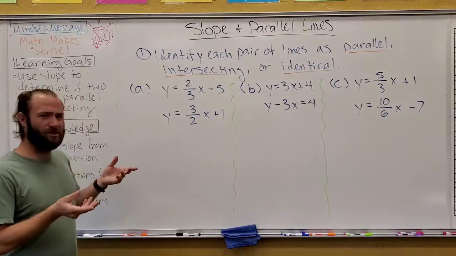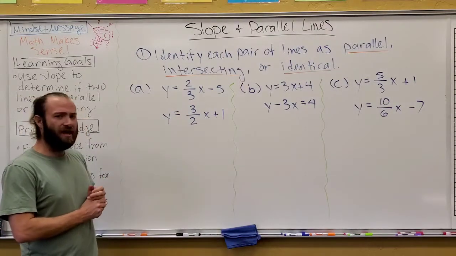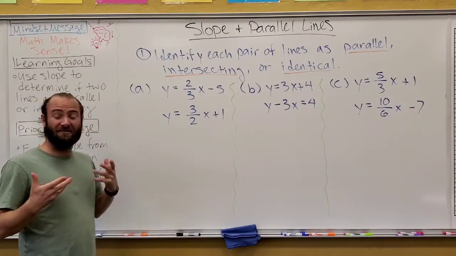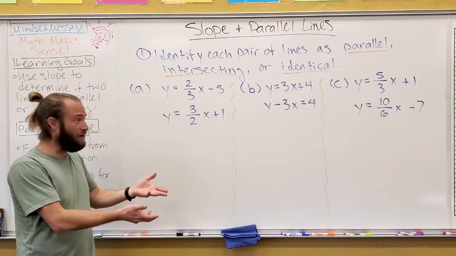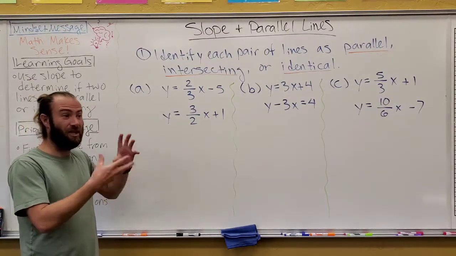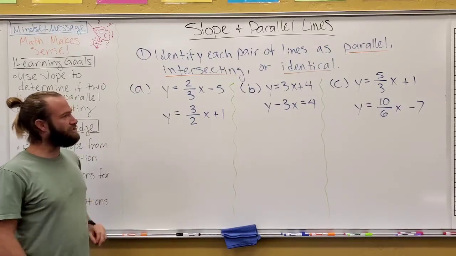So take a stab at just pausing right now and answering these really quickly for yourself. And remember, in general, we want to identify the slope, and if the slope is the same, then they're probably parallel. Now, if the slope is the same and the equations are exactly the same, that just means they're identical, okay? So check that yourself right now.